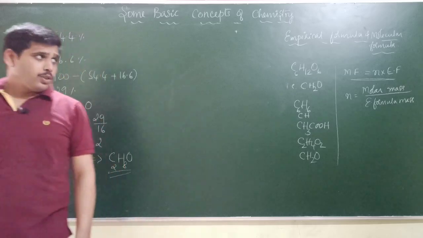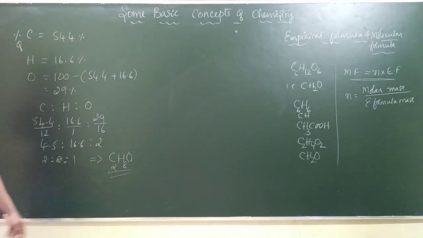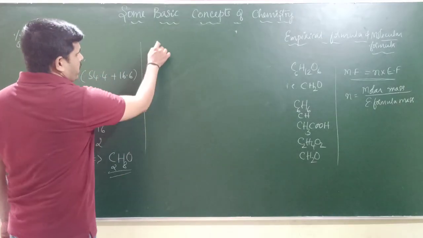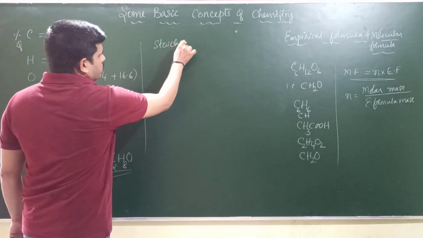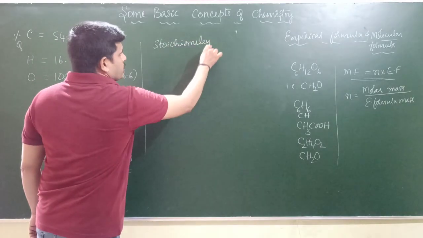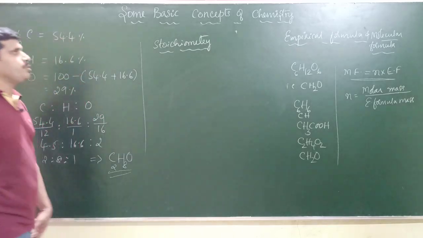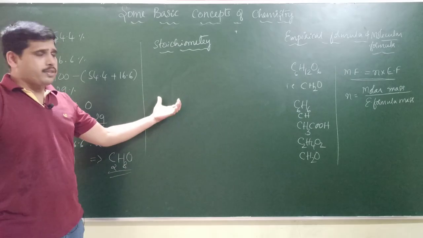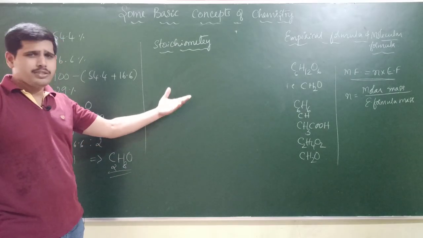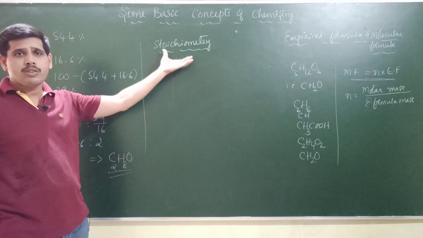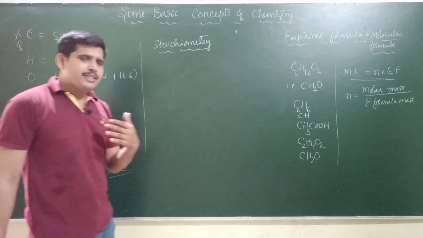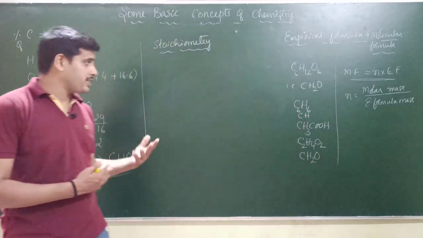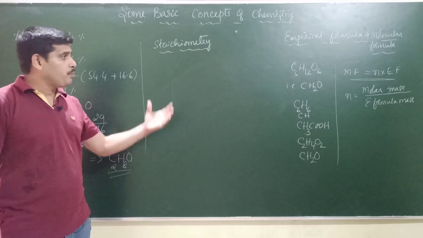Okay, so this is about the empirical and molecular formula. The next concept in this chapter is stoichiometry. Next, a very important concept is stoichiometry. Most of the times, irrespective of the name of the competitive examination, you will come across calculations related to this. Whenever a balanced chemical reaction is written, we can get a lot of information about the reactants and products by looking into that particular balanced chemical equation.